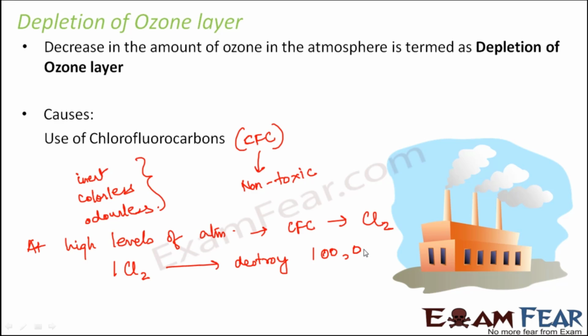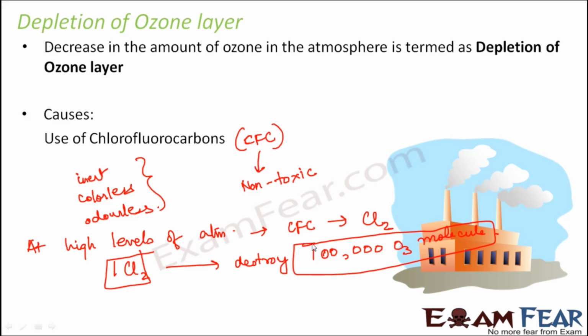1,00,000 ozone molecules. So just look at this number. One molecule of chlorine can destroy 1,00,000 ozone molecules. This is such a huge number. So basically this chlorine acts as a catalyst. So what happens?